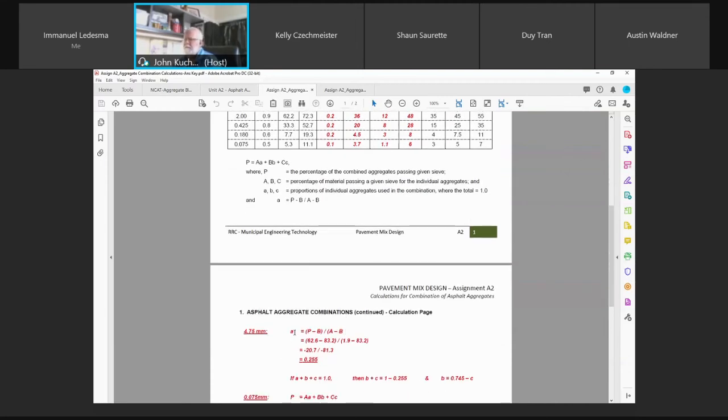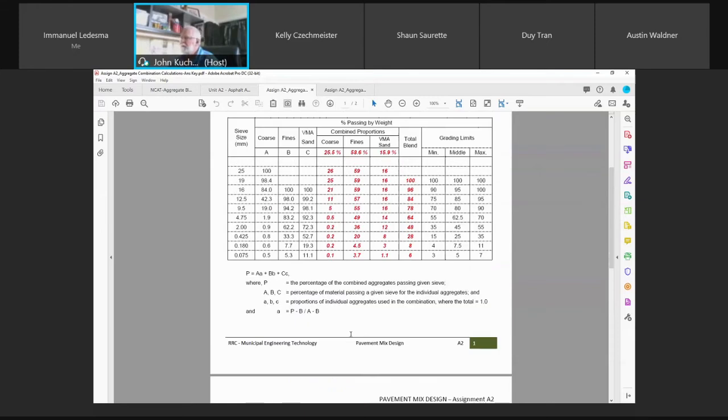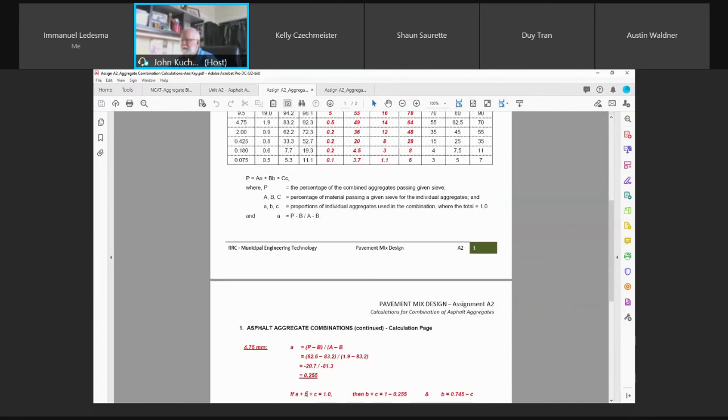If you go to this formula for A, and this is a typo, that should be 62.5, not 62.6. We're trying to figure out what percent of A coarse aggregate we need. P is the percent passing any sieve of the blended aggregate. We're trying to get 62.5. That's the percent of the blended aggregate that we're trying to meet. So 62.5 minus B.